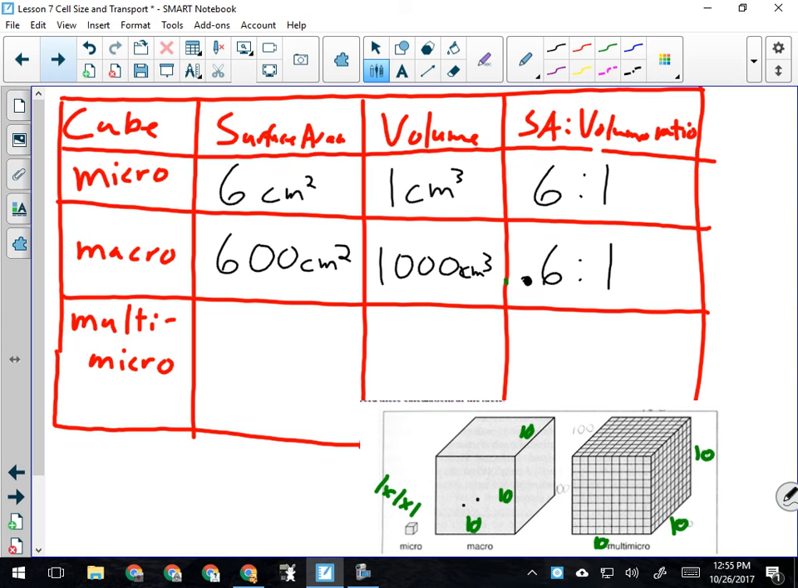What was the surface area of each micro? 6. So what's the surface area of multi-micro? 6,000. Okay, I get to count the surface area of every single one, even if they're on the inside. I get to count all 6 sides of every cell, because in a real organism, there would be fluid in between all the cells that would allow exchange. Right? So this is going to be 6,000 centimeters cubed. Or sorry, squared, not cubed.